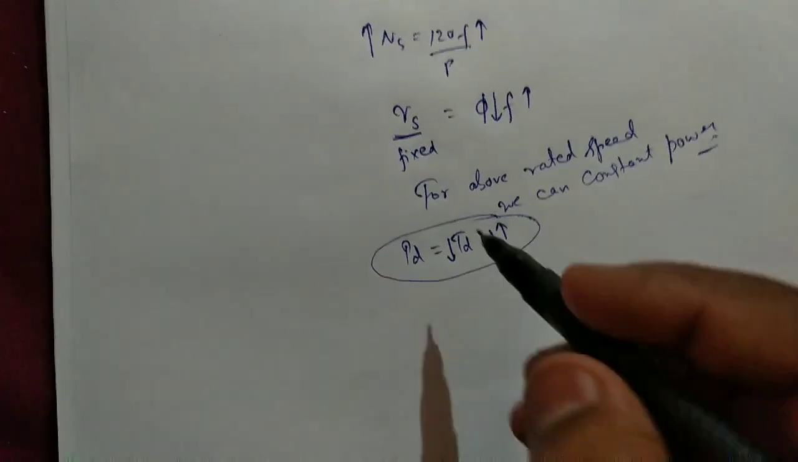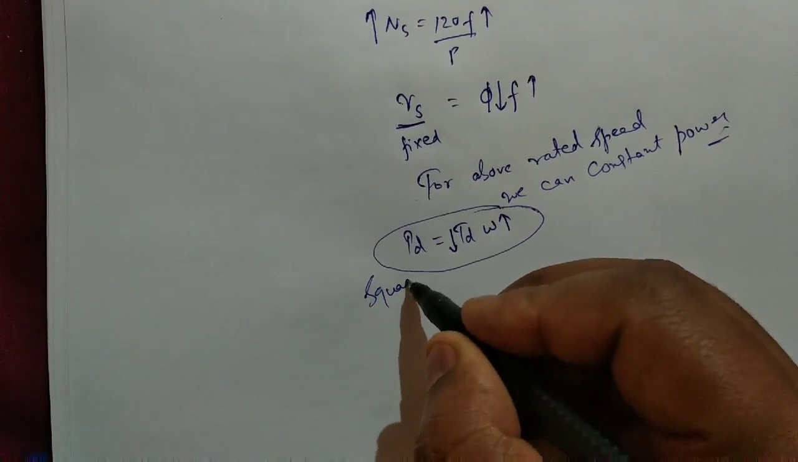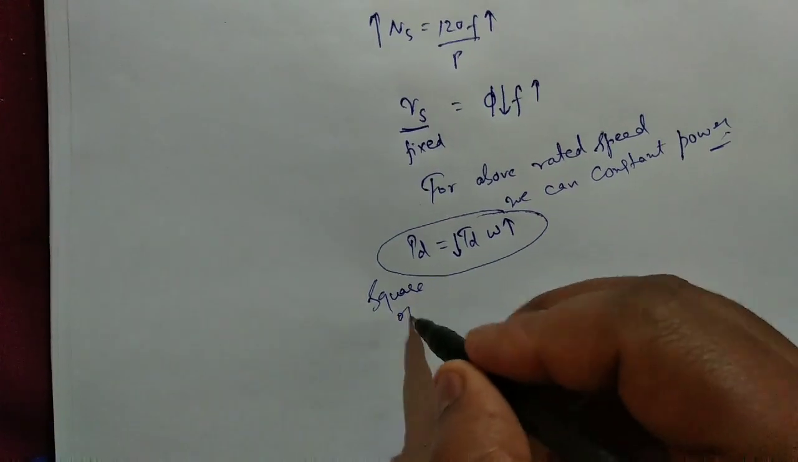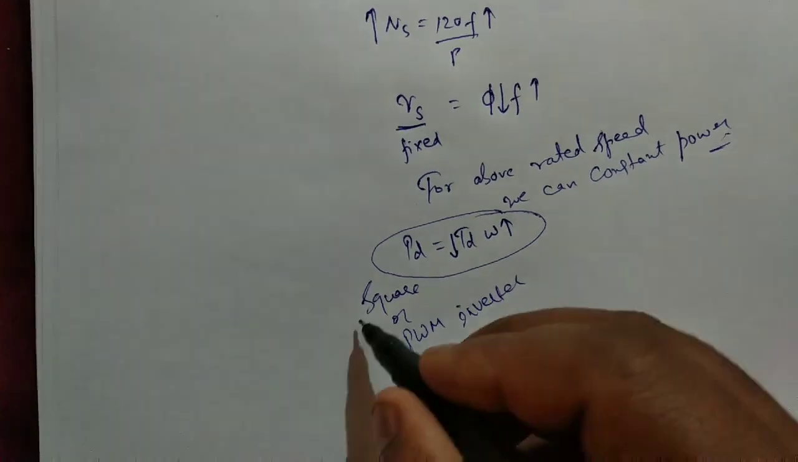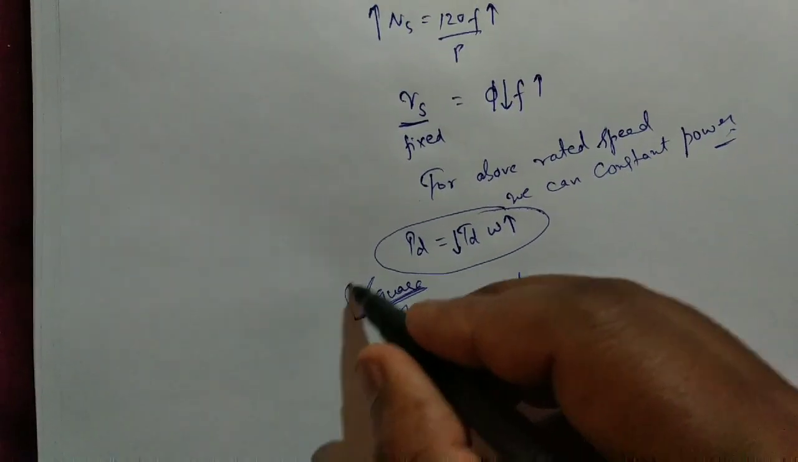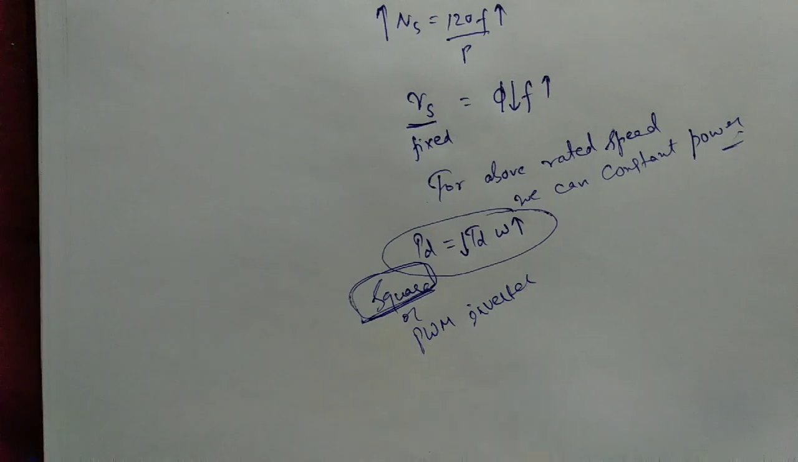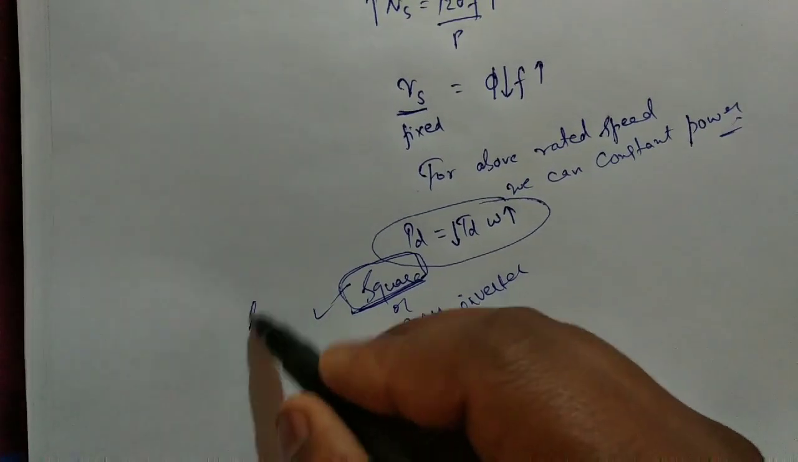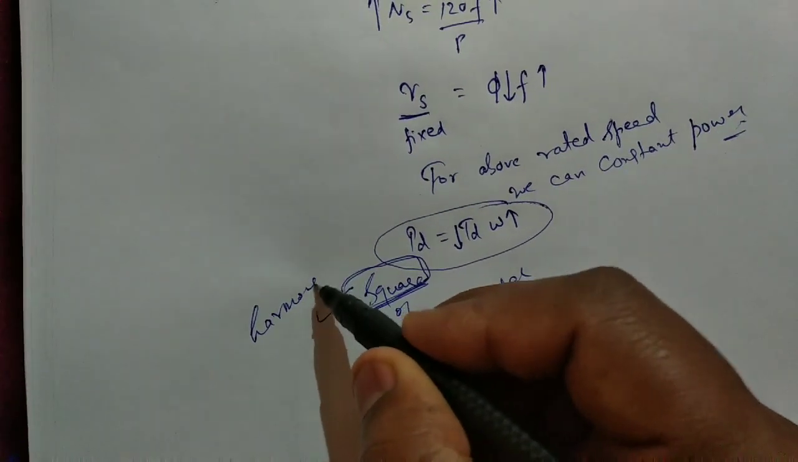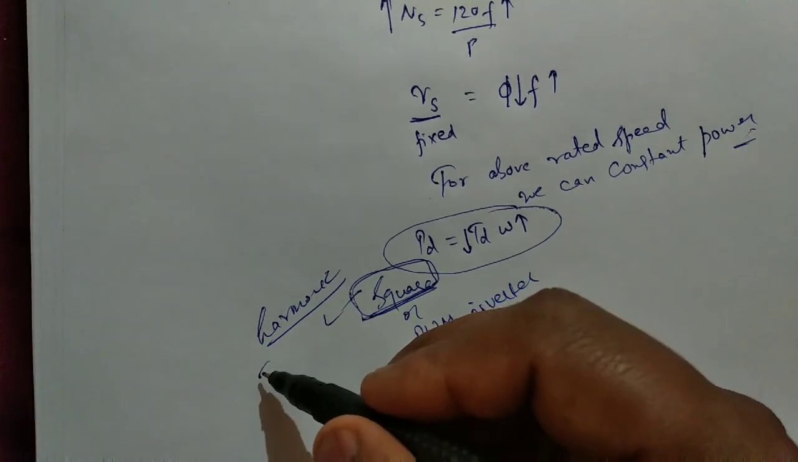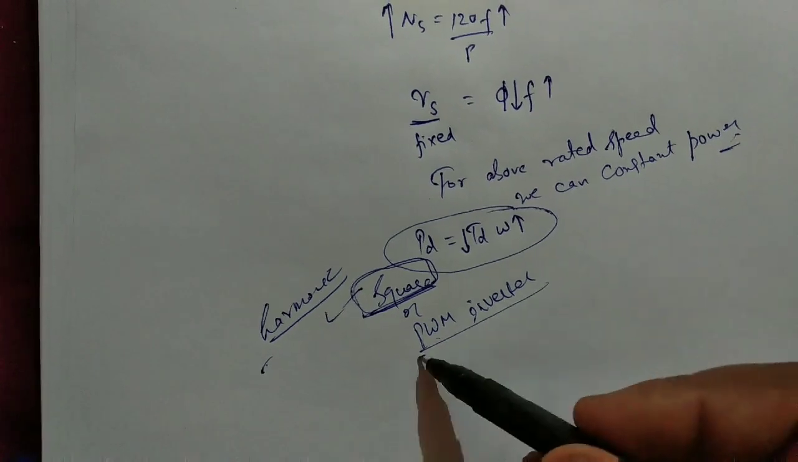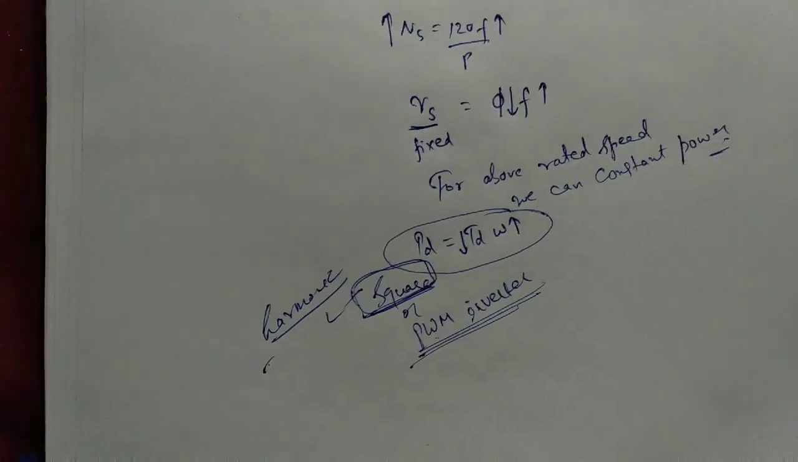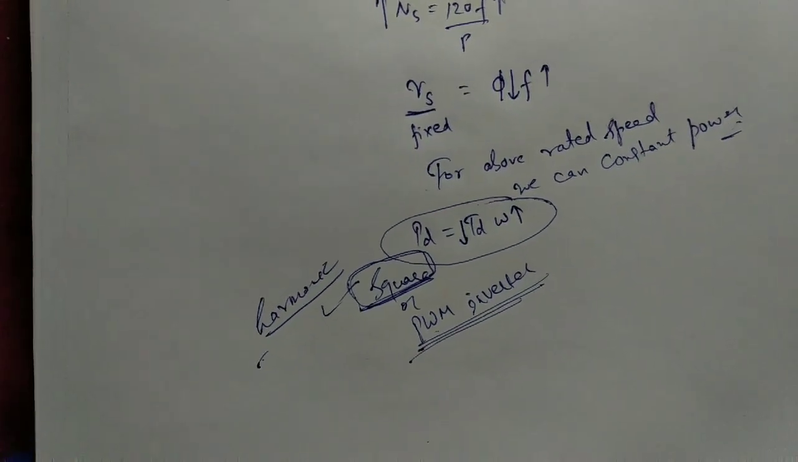In this method we will use a square wave inverter or a PWM inverter. But in a square wave inverter harmonics are more, therefore the torque produced will be pulsating. So we generally use a PWM inverter to reduce harmonics.